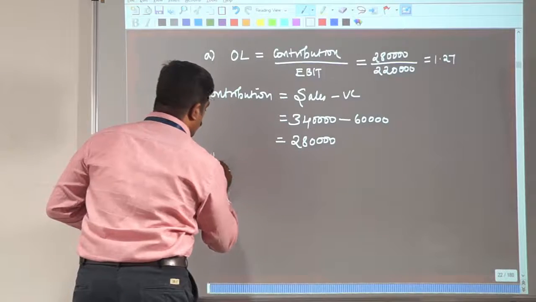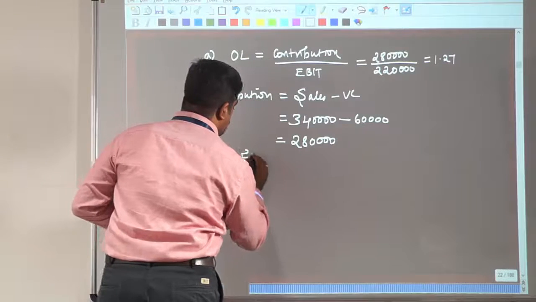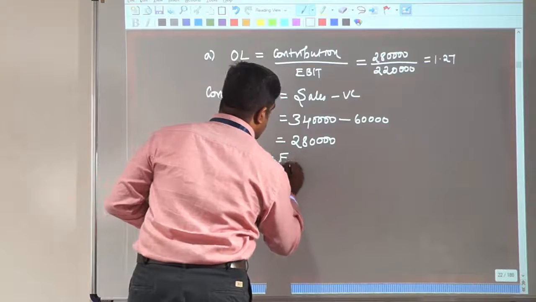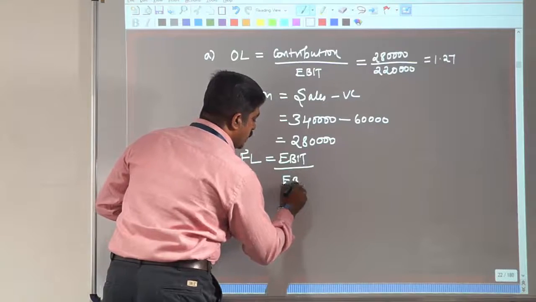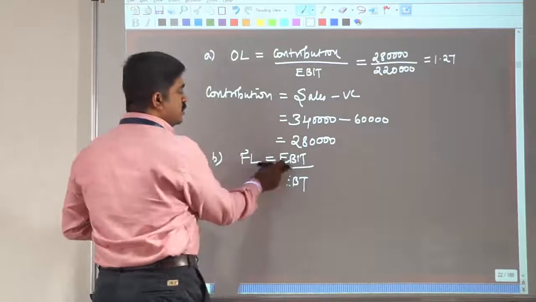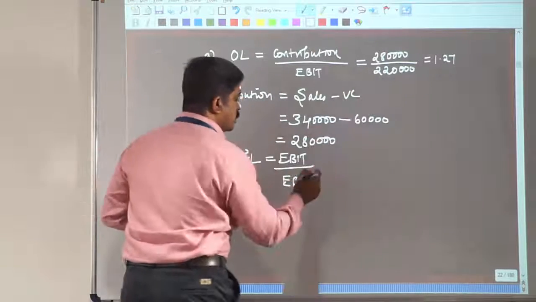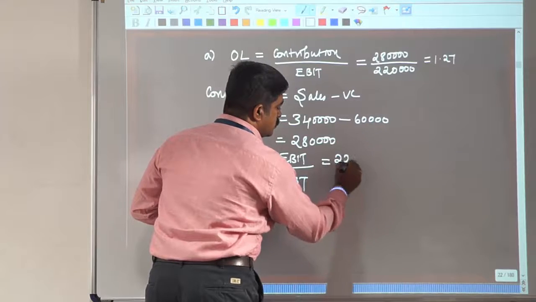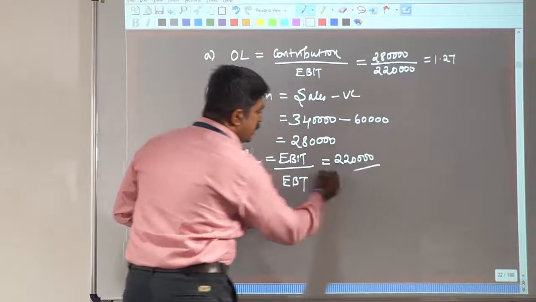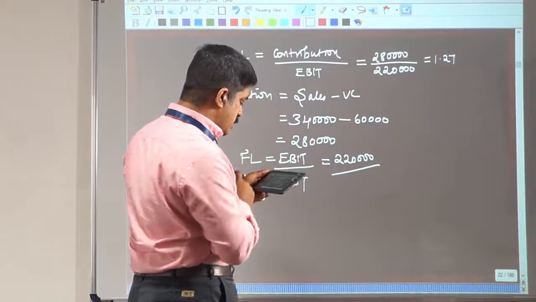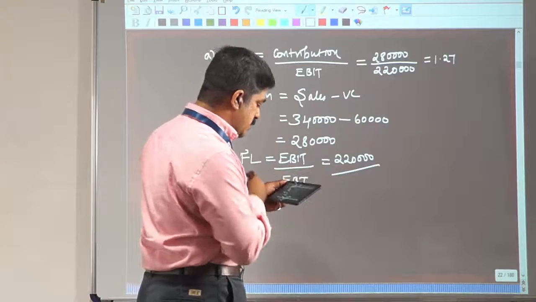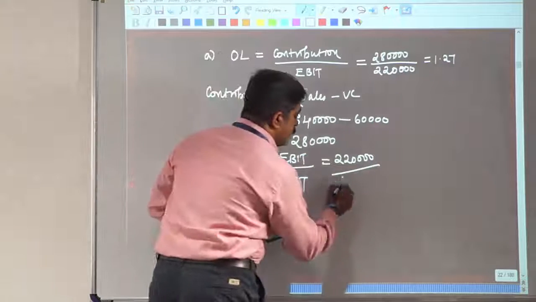Then second, we have to find out the financial leverage, and that is very simple. It is EBIT divided by EBT. I think both information were available in the question. EBIT just now we have picked up, 2 lakh 20,000, divided by EBT. Let me check in the question what is the EBT we have calculated, or it is available in the question. It was 1 lakh 60,000.